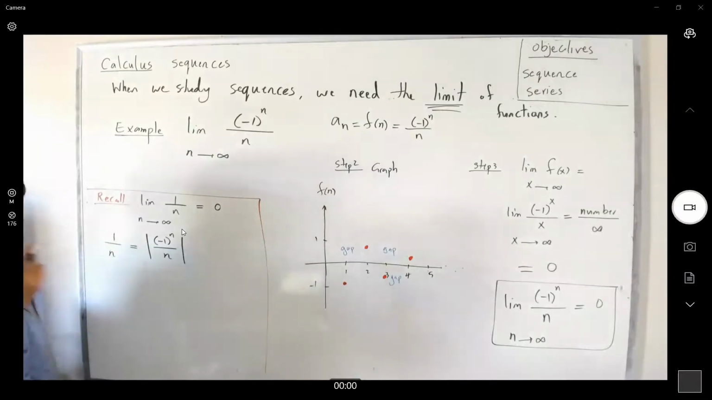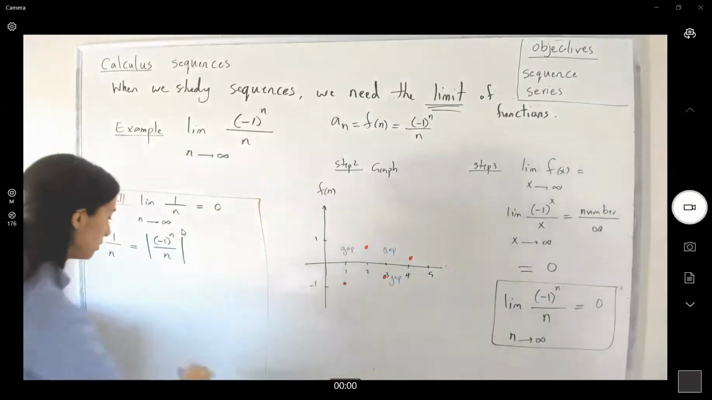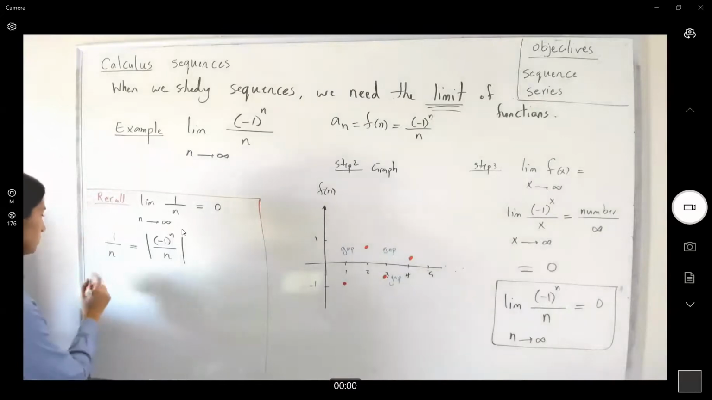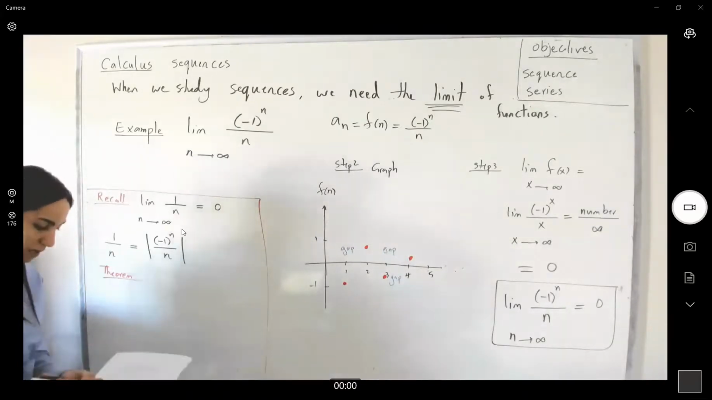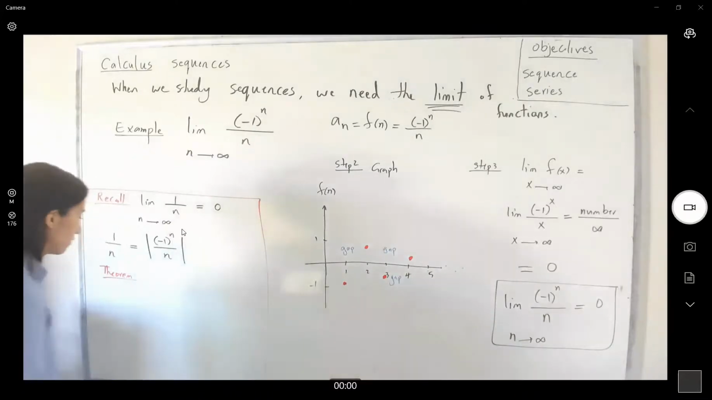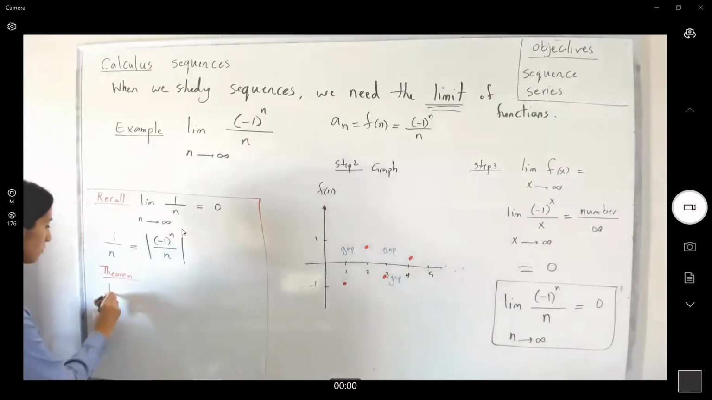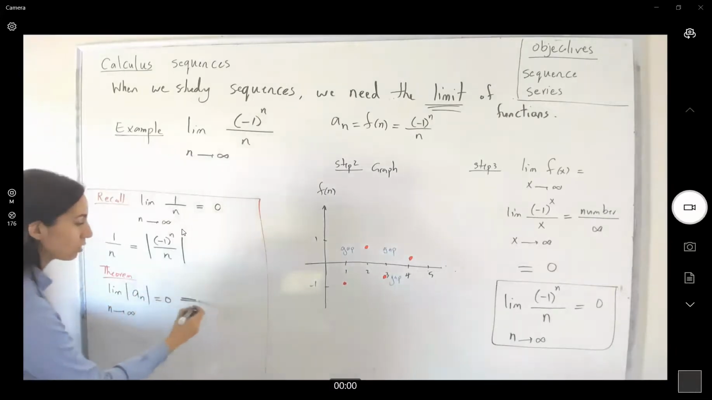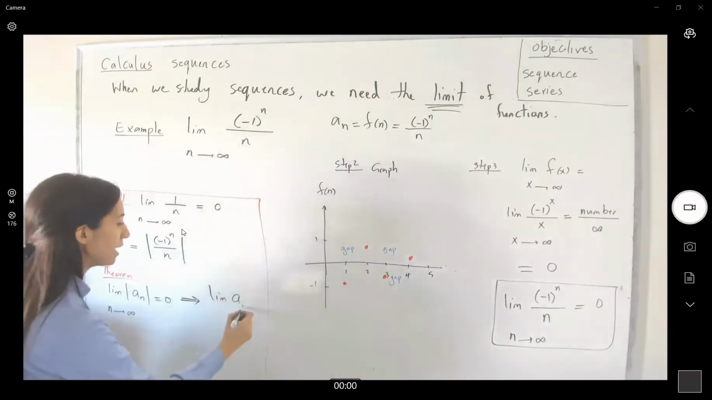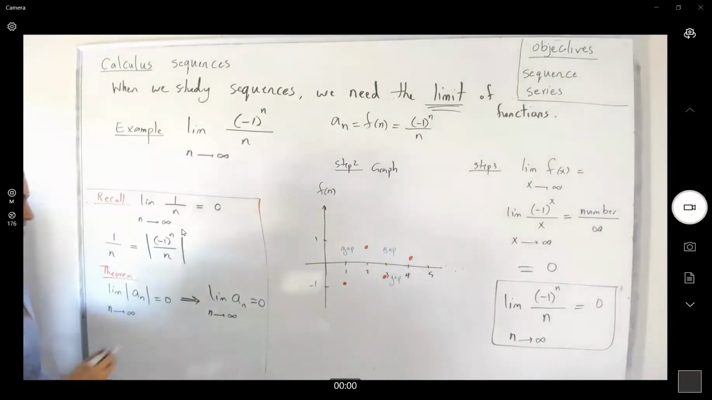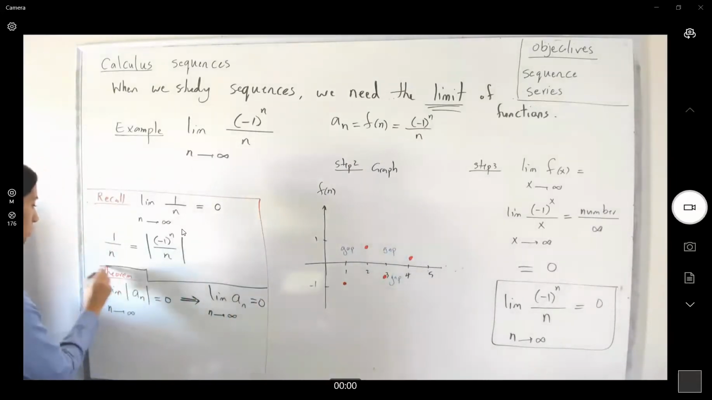So the theorem says if the limit of the absolute value of a_n while n goes to infinity is equal to 0, then you're allowed to conclude that the limit of a_n while n goes to infinity is also 0. Nice theorem for you.